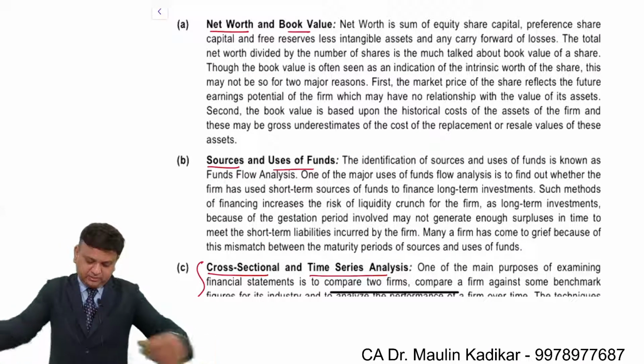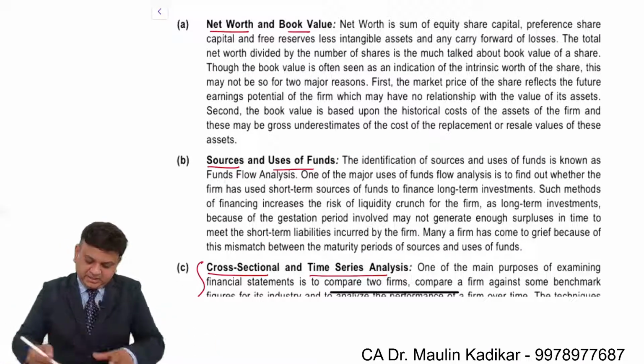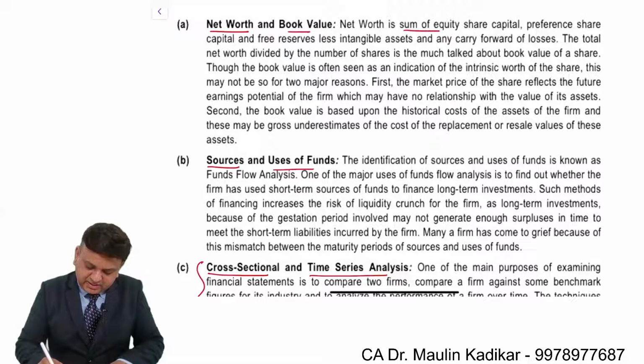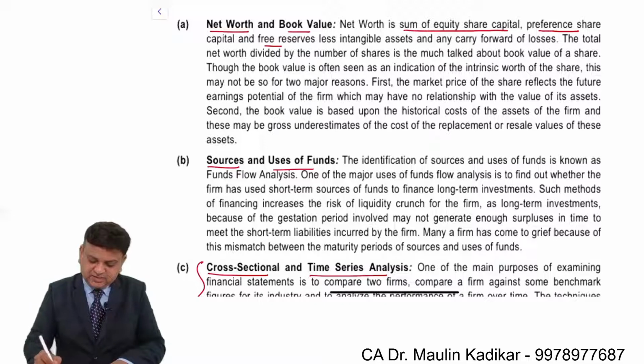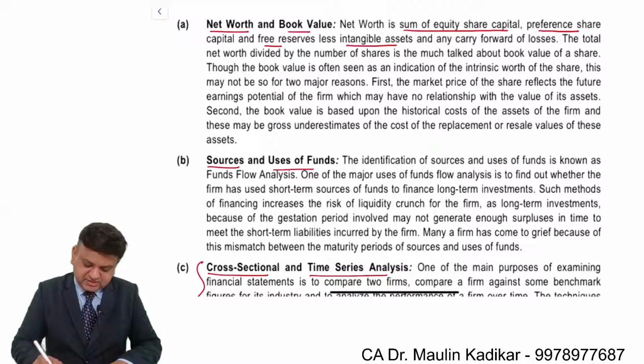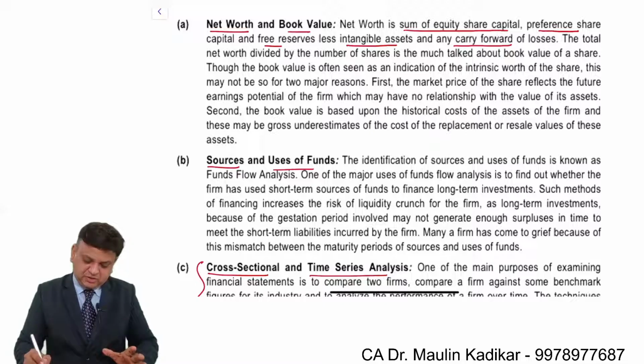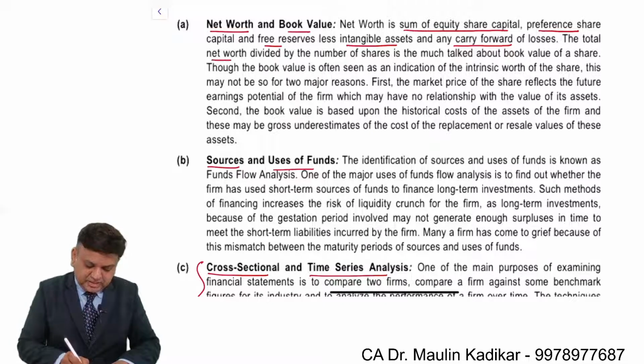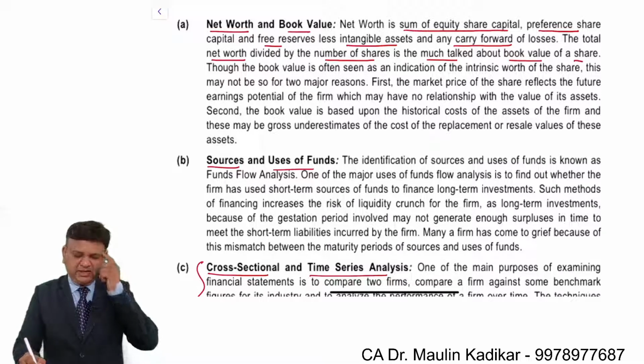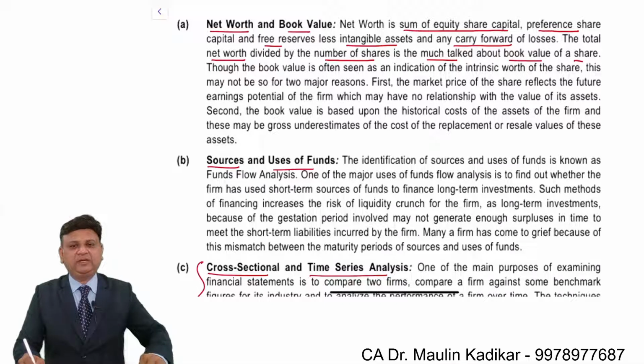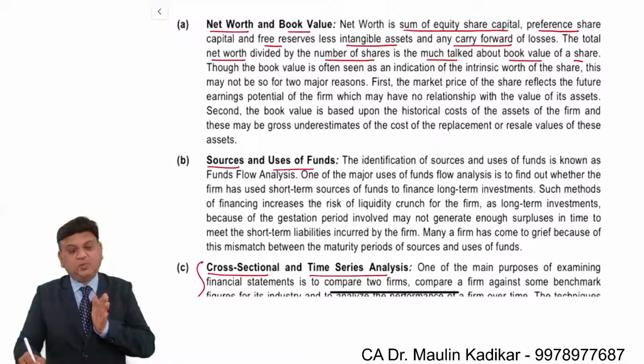Net worth and the book value. Net worth is the sum of the equity share capital, preference capital and free reserves, less intangible assets and any carried forward losses. The total net worth divided by the number of shares is what is called the book value of the share. It means we find a kind of fundamental price. Of course, that is supposed to be compared with the actual price for the purpose of decision making. This is one of the methods.